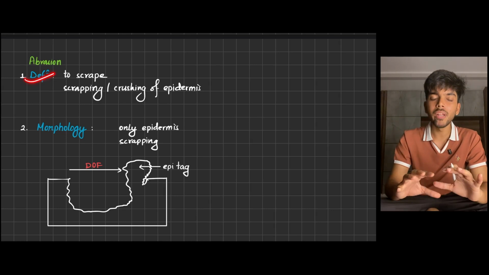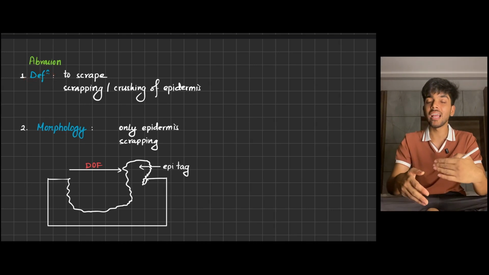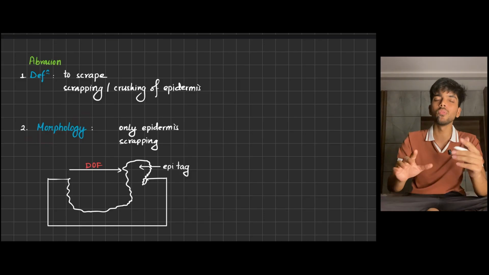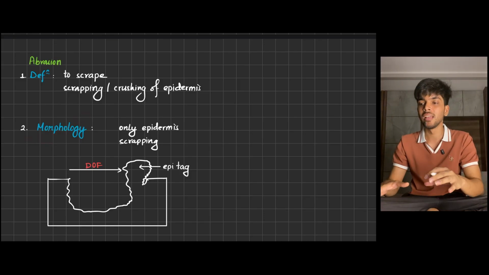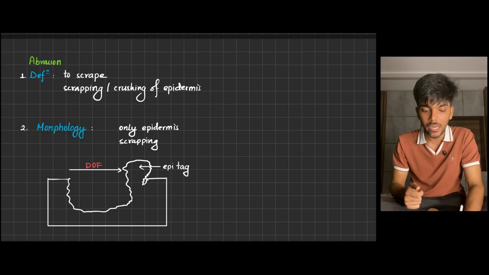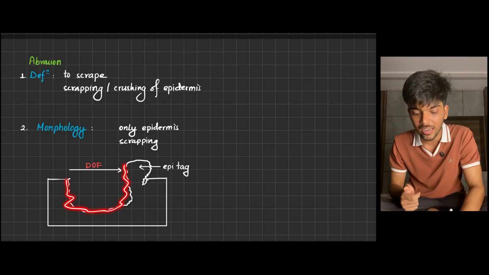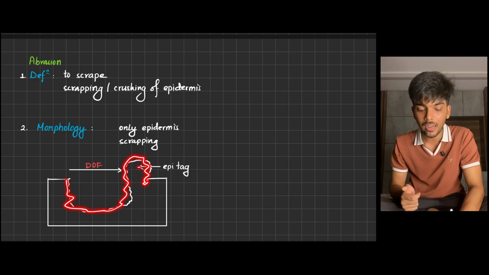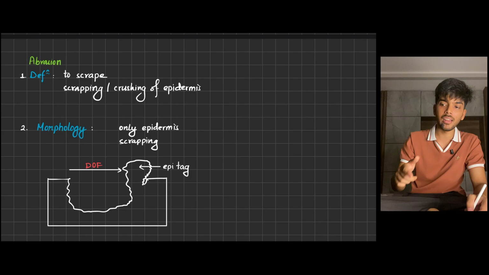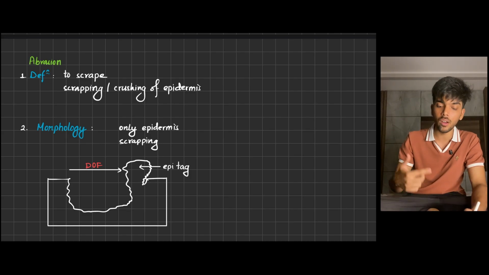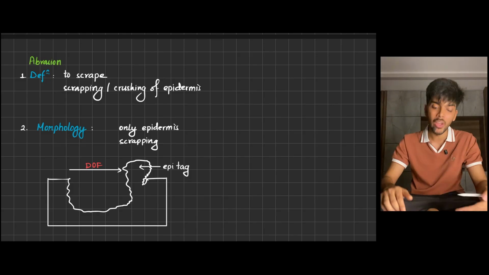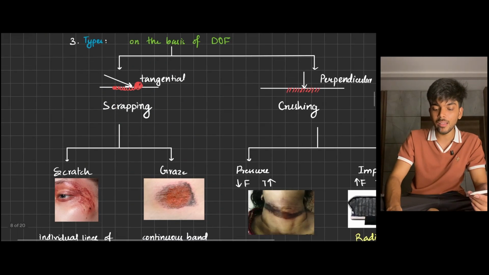Definition of abrasion. Abrasion means to scrape. So abrasion can either be scraping or crushing of epidermis. Morphology. Abrasion mostly involves only the epidermis, and it mostly includes the scraping of the epidermis. So here the epidermis gets scraped to one end and collected to that end. The collection of the epidermis is called the epithelial tag, which also determines the direction of force. The direction of force causing abrasion is along the direction of the epithelial tags, or towards the direction of epithelial tag.